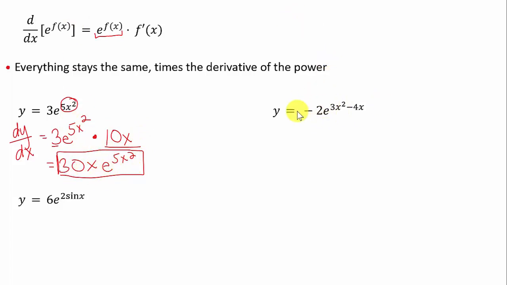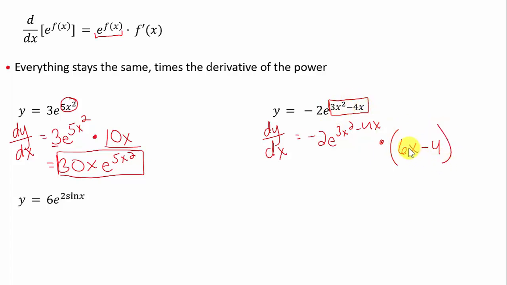Okay, let's look at this example over here. Again, the derivative is going to be, everything stays the same exactly the way you see it: negative 2e to the 3x squared minus 4x times the derivative of the power. Now this is the power, and it has more than one term. So since it has more than one term, when I take the derivative, I'm going to put it in parentheses. So the derivative of 3x squared is going to be 6x, and the derivative of negative 4x is going to be negative 4.